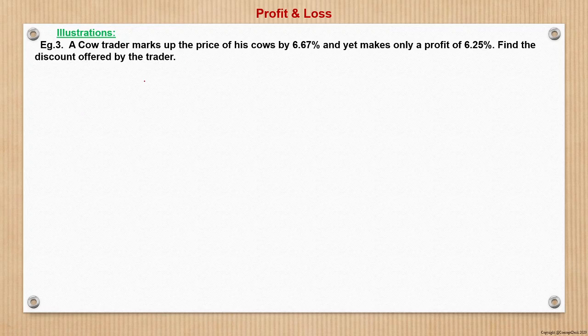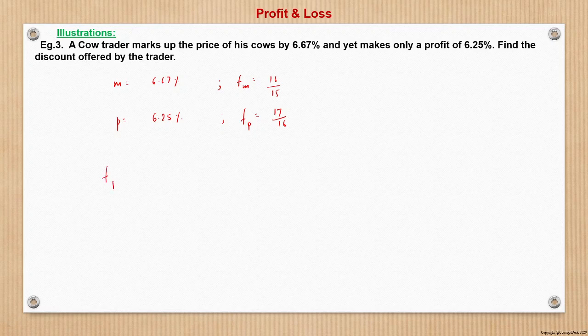Here it says a cow trader marks up the price of his cow, so markup is 6.67%. Therefore we can say 6.67% is nothing but 1 by 15. And this is a markup, so an increase of 1 by 15, which means 16 by 15 should be the multiplying factor. Similarly, profit has been given as 6.25%. 6.25% is nothing but 1 by 16. So the profit factor means an increment of 1 by 16, so this becomes 17 by 16, right?